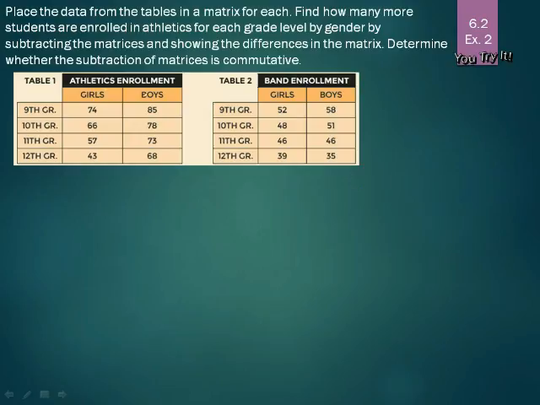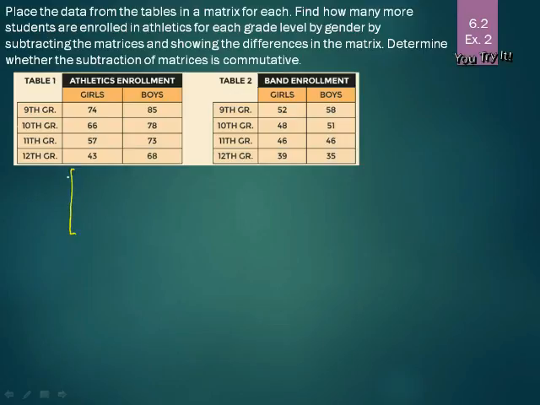Okay, so we have athletics enrollment and band enrollment, and we want to know the difference between how many girls and boys enroll in each. Looks like the band enrollment is smaller than athletics enrollment, so let's take athletics enrollment and subtract the band, because that way we'll end up with the positive difference of students. And so let's go ahead and put these into matrices.